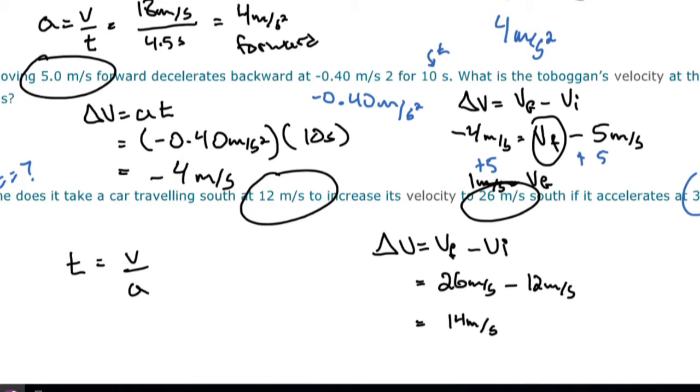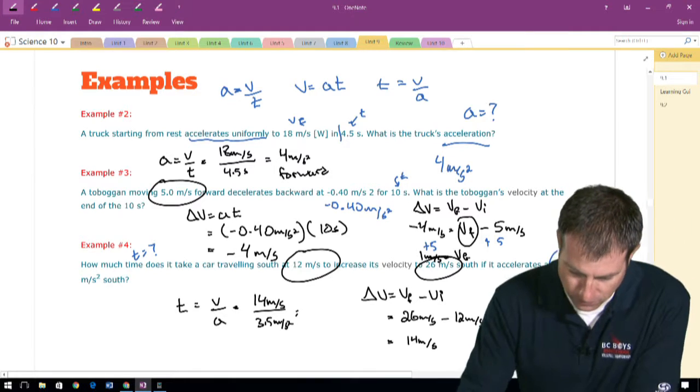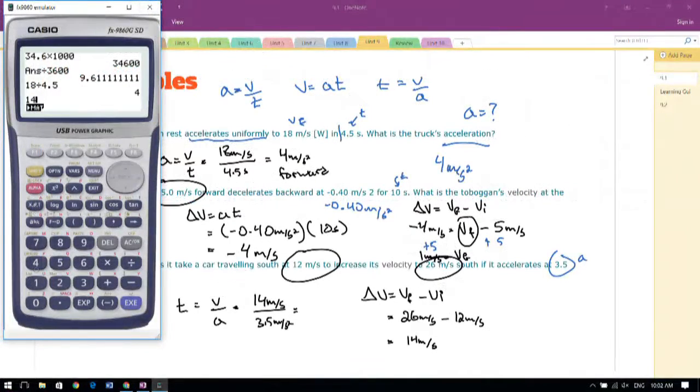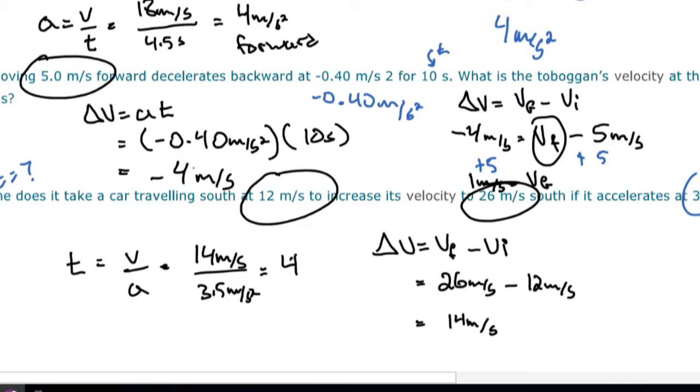Anyways. All right, so we know that time is equal to change in velocity divided by the acceleration. We just found the change in velocity is going to be 14. The acceleration is 3.5. 14 divided by 3.5. I'm thinking it's going to be around 20, if I were to guess. 14 divided by 3.5, or 4. Of course it's 4. My mental math game is weak today. 4 seconds.